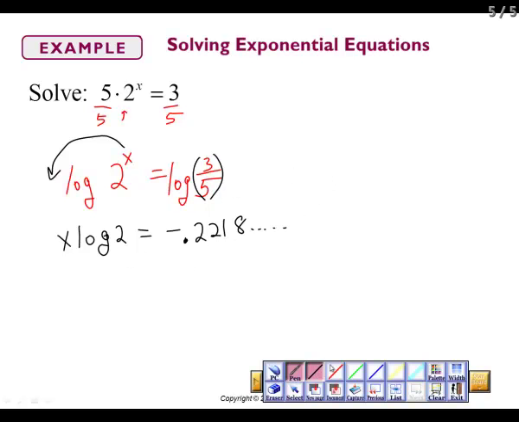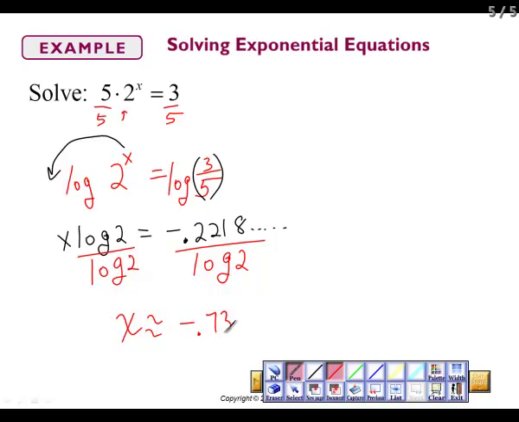Alright, now at this point, we can go ahead and divide by log 2 on both sides. When we do that, we enter in the calculator divided by log 2, and you want to get into the habit of closing the parentheses off. And so we get x is approximately equal to negative 0.7369655, and it goes on. So we're going to round that off to negative 0.737.